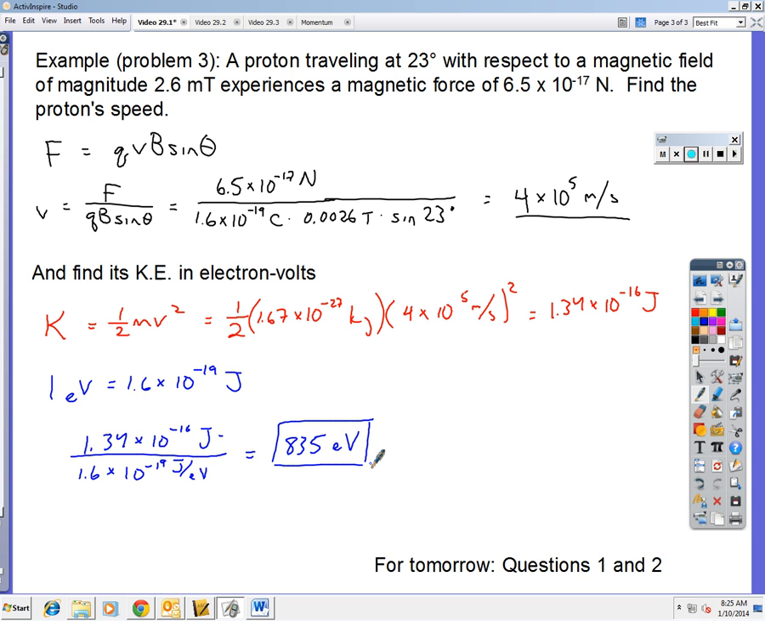Tomorrow I'm going to check questions 1 and 2 from chapter 29, and then next time we're going to look at the motion of charged particles in magnetic fields.